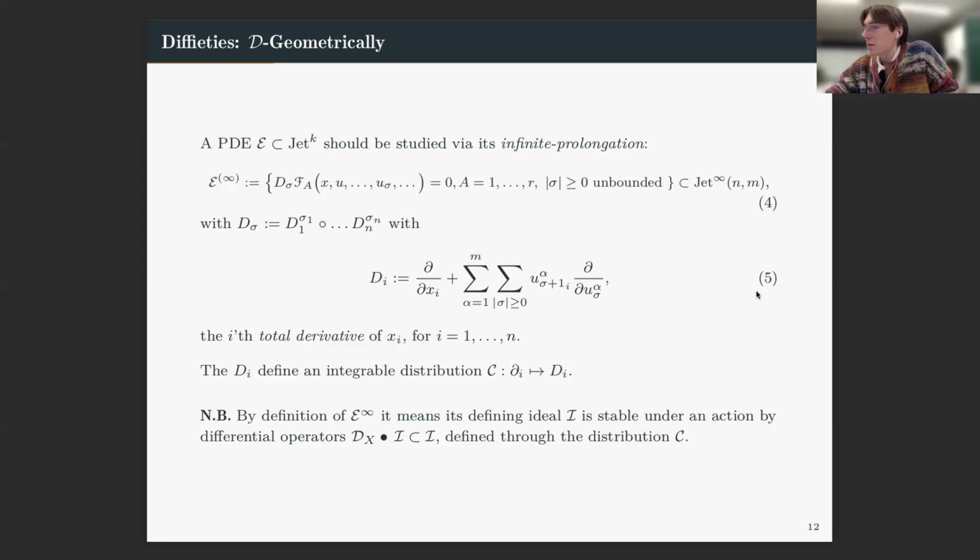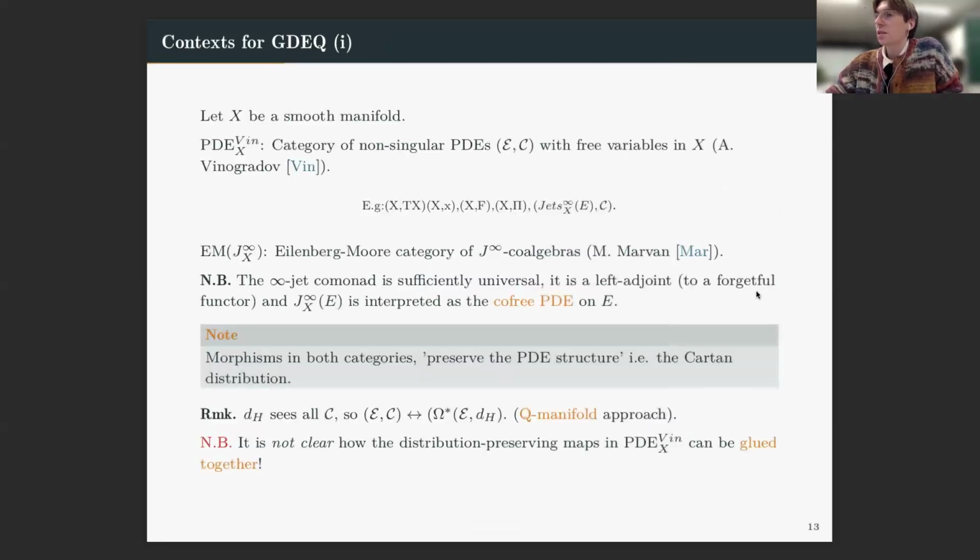And so in this case, we can view it as a compatible lifting of the action of functions on the base and by this vector fields here. So this is what I'll say is sort of the category of PDE. So PDE Vinogradov, I'll write it up there. So to emphasize, this is to be non-singular PDEs. So these are modeled on vector bundle objects over some smooth manifold X. So the free variables are in X.